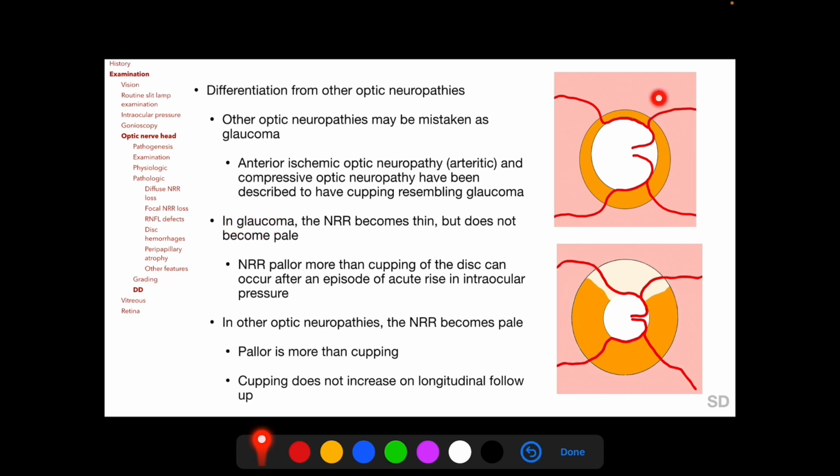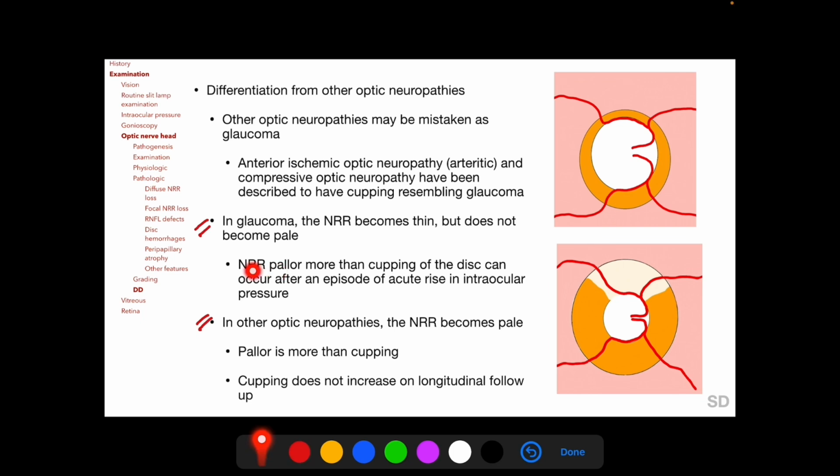In glaucoma, as shown here in this diagram, the neuroretinal rim becomes thin and retains its original color in the thinned area. But in other optic neuropathies, the neuroretinal rim becomes pale, as shown here in this diagram, which shows sectoral rim pallor. And as a result, the area of pallor becomes more than area of cupping. And in non-glaucomatous optic neuropathies, the cupping does not increase in size on longitudinal follow-up over time. And this clinical differentiation between glaucoma and non-glaucomatous optic neuropathies is very important.